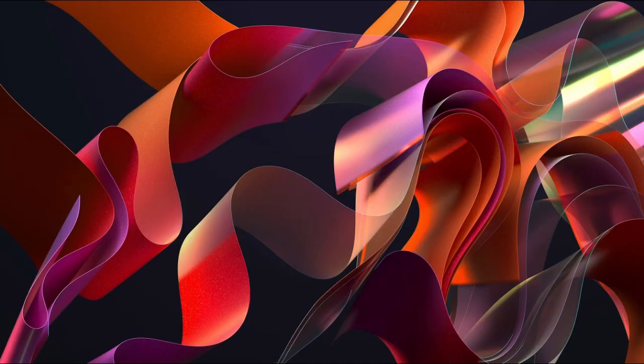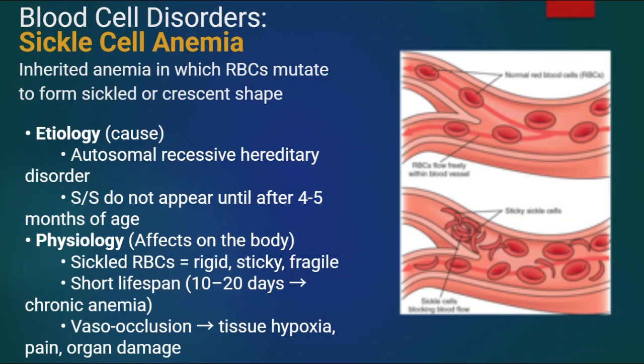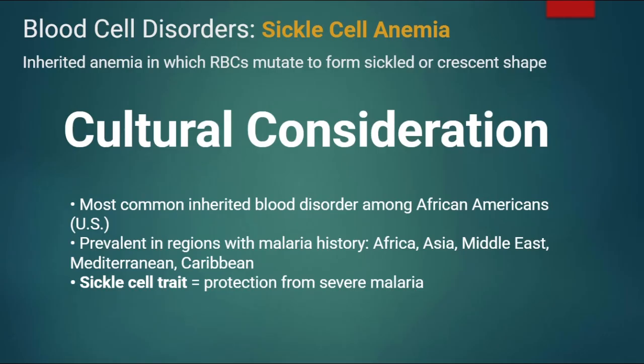The diagram here shows the difference between normal RBCs, which move smoothly through vessels, and sickle cells, which clump together and obstruct blood flow. This blockage is what causes most of the complications of the disease, including severe pain, organ ischemia, and risk of stroke.